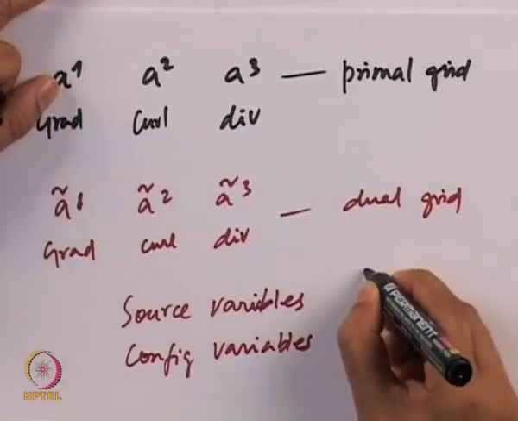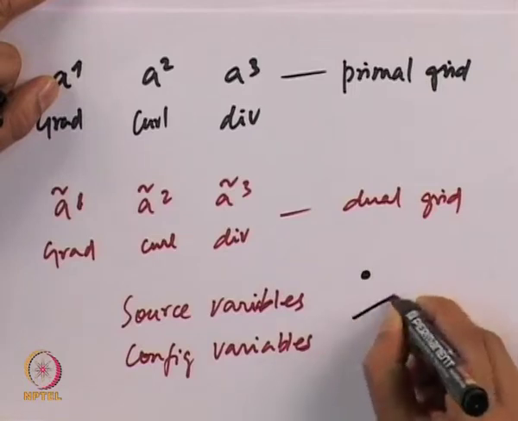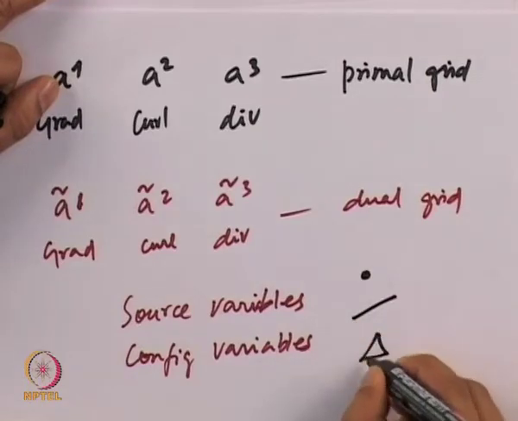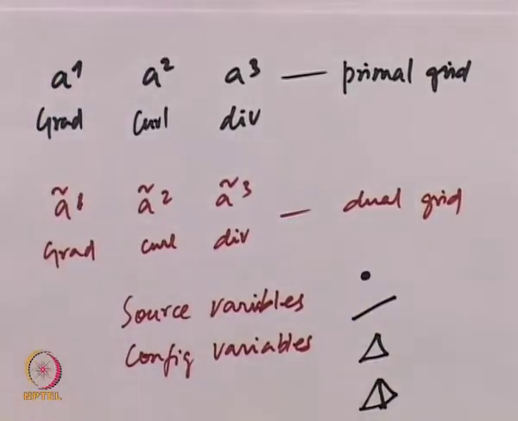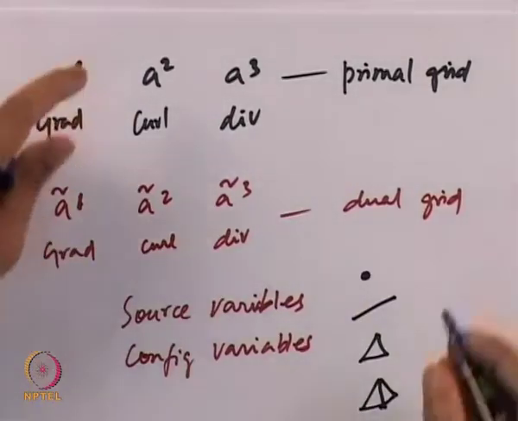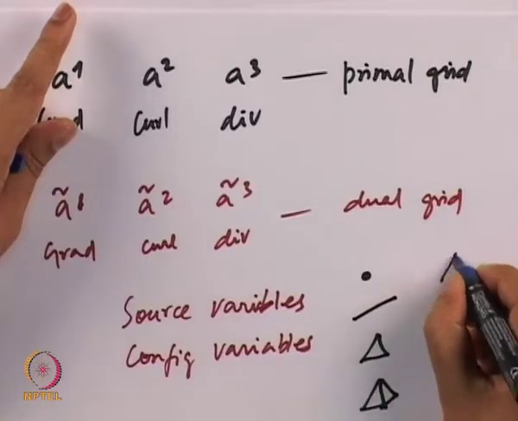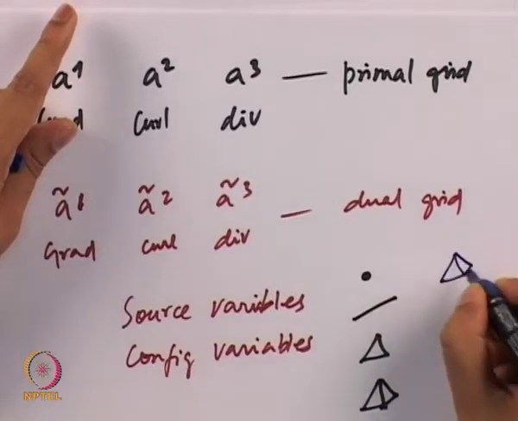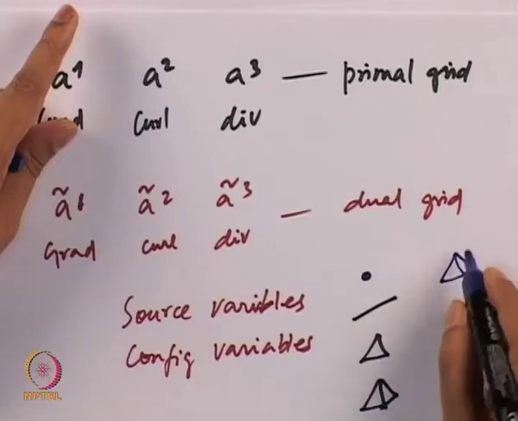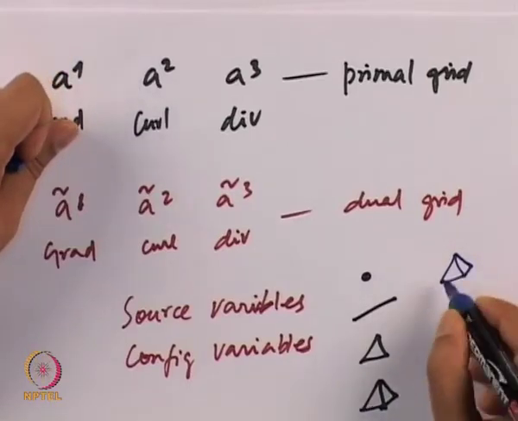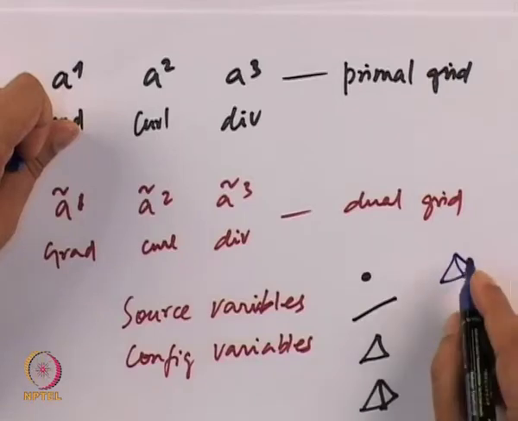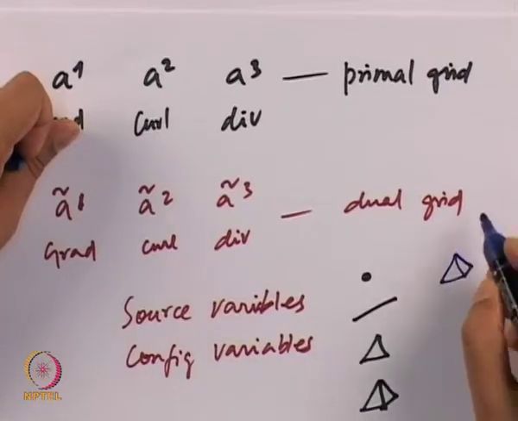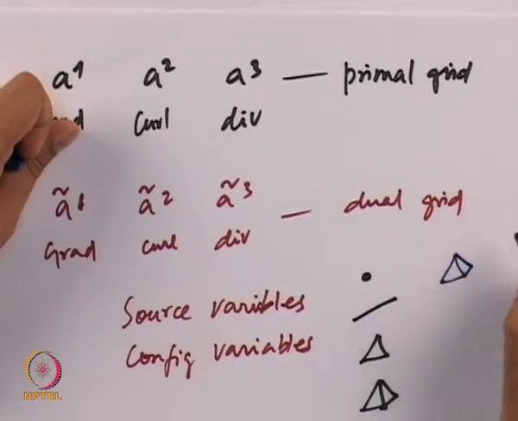We have the points, we have the lines, we have the faces, and we have the tetras. The dual grid of a point is going to be the dual volume, which is going to be a tetra, or any other volume. So in this case, let's say for the sake of simplicity we call this a tetra, but this could be of any shape, any size or any form.